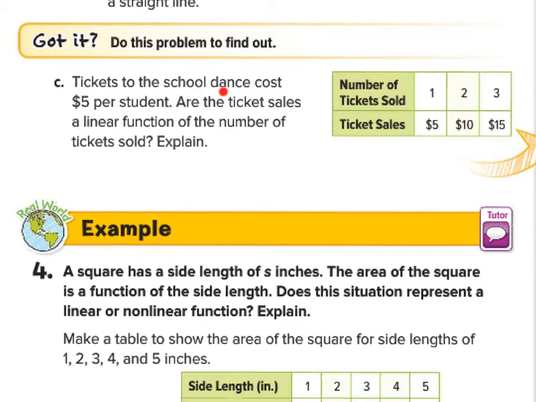Tickets to the dance cost $5 per student. Are the ticket sales a linear function of the number of tickets sold? Okay, so let's see. Number of tickets sold, 1, $5. Number of tickets sold, 2, $10. Number of tickets sold, 3, $15. As each ticket is sold, the ticket sales go up. The money goes up by $5 each time. This looks like it is a linear function.